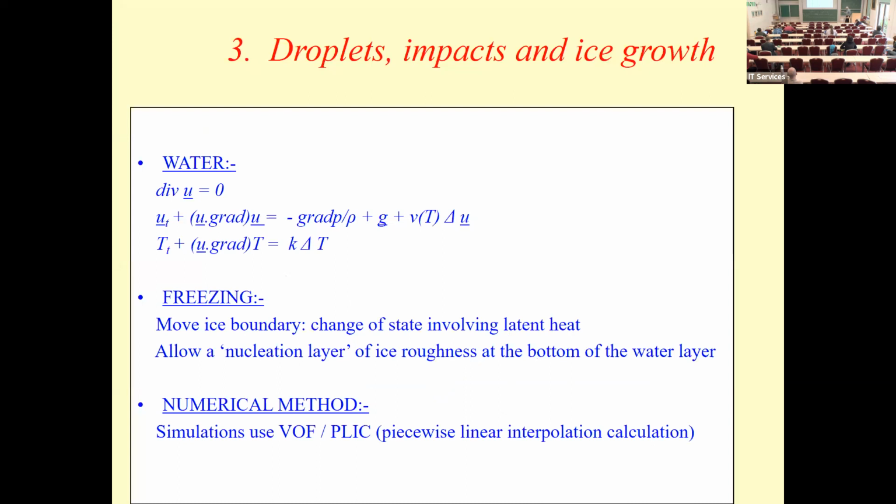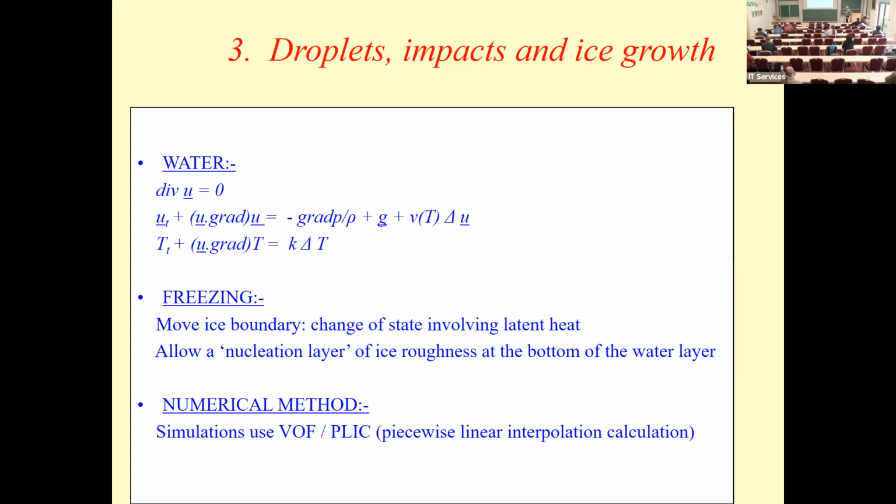Okay. Now onto something to do with actual ice growth. In this work, this is going back a bit, this is direct simulation. And we used a VOF method. So we had the Navier-Stokes equations there, including the thermal equation, as written here. K there involves the Prandtl number, for example, but the rest is normal incompressible fluid Navier-Stokes. And we allow freezing to take place using the latent heat to drive the movement of the ice boundary.